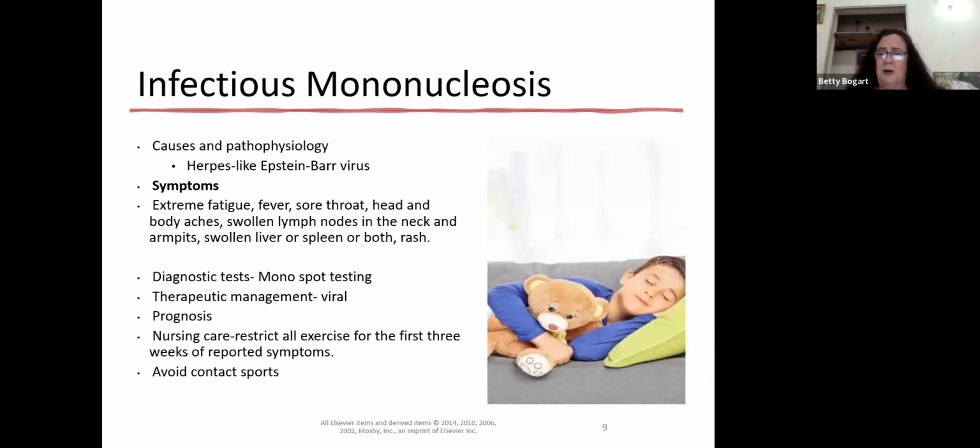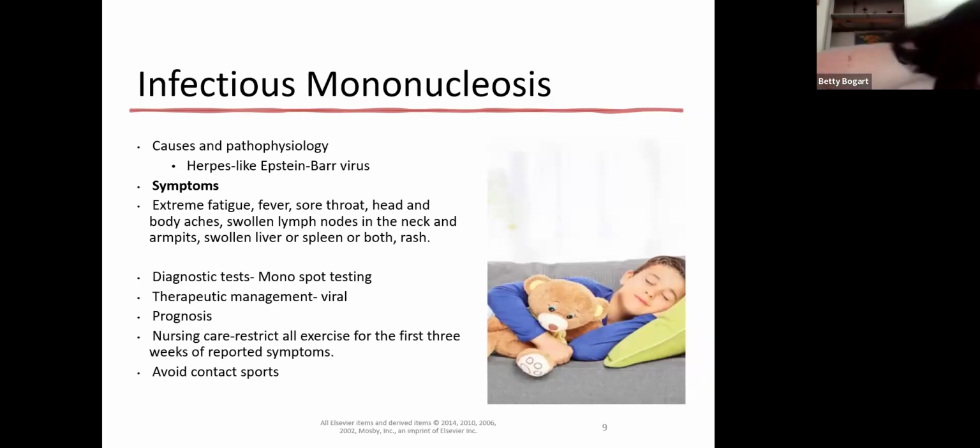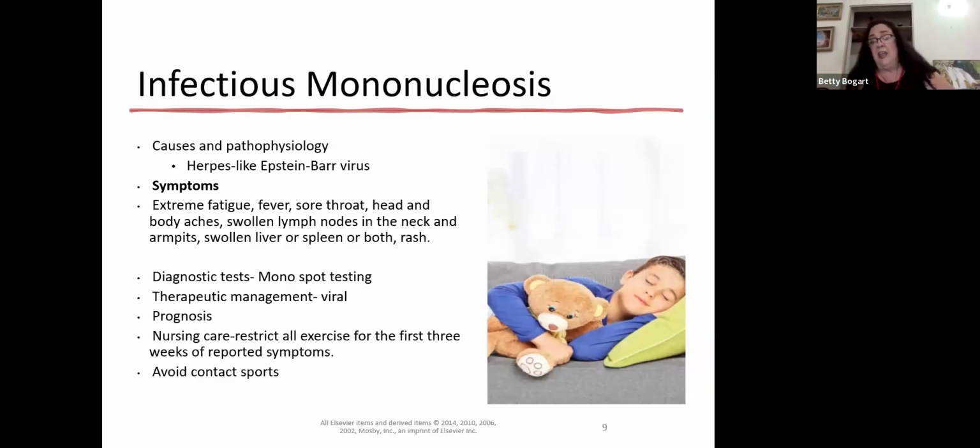Now, infectious mononucleosis. This is the kissing disease. We've heard of this before. It's not a big deal. Well, it can be. Now, mononucleosis is caused by the Epstein-Barr virus. Epstein-Barr is one of those viruses that's like chronic fatigue syndrome. That's what they think about with Epstein-Barr.